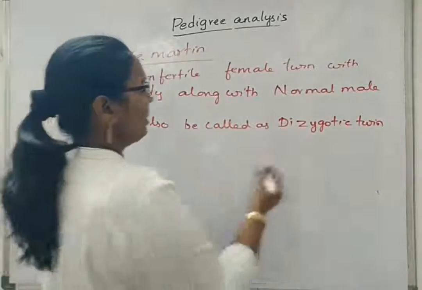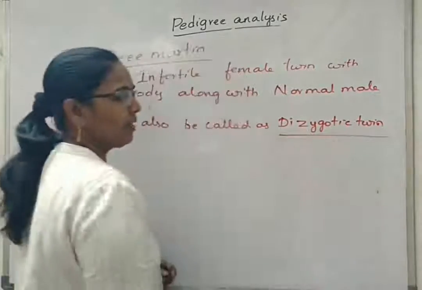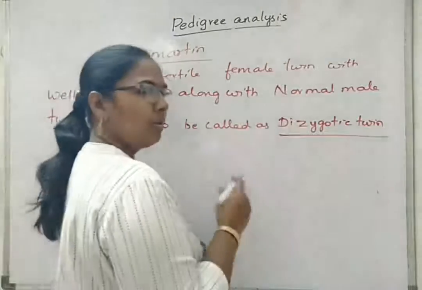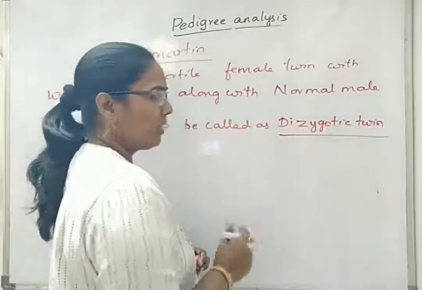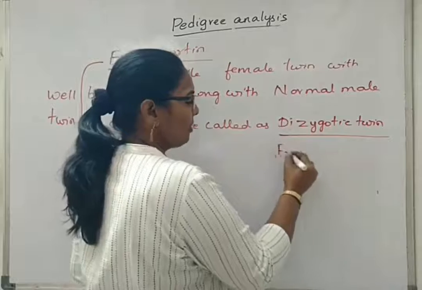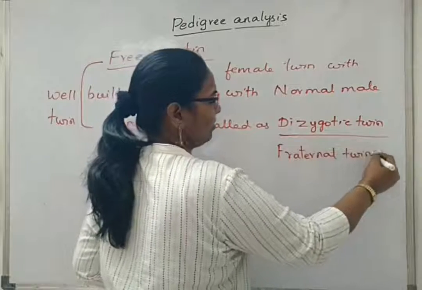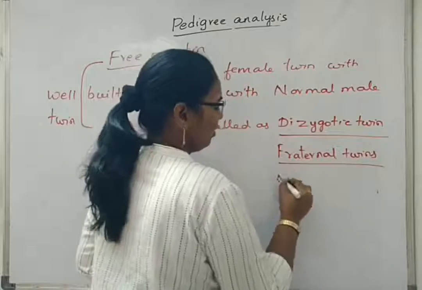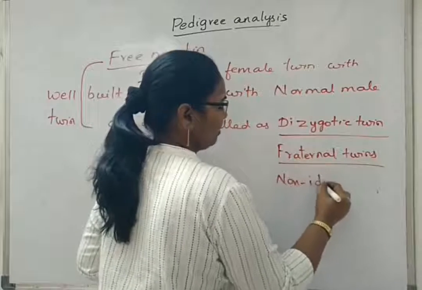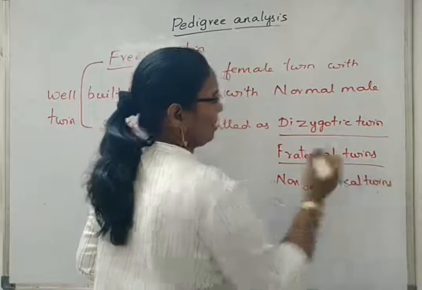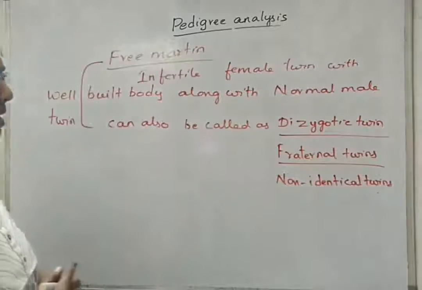Such type of free martin twins are also used with the term normal dizygotic twins, which can also be called non-identical twins, that I told you. Another term is fraternal twins or non-identical twins. So this is about pedigree analysis.